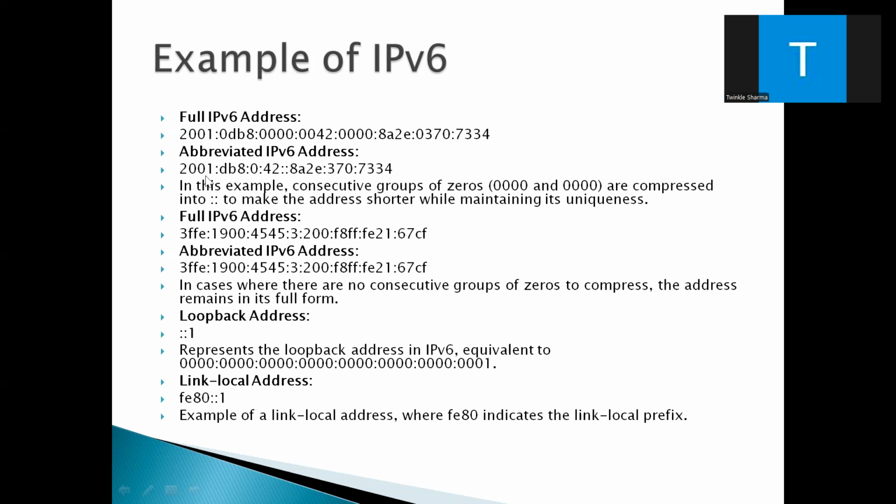Abbreviated address of IPv6, right? They have written the colon, but you can observe that we didn't write the double colon more than once. Only in a single IP address have we written one double colon. In this example, consecutive groups of zeros are compressed into a double colon to make the address shorter while maintaining its uniqueness. Full IPv6 address is this. Abbreviated address is this. In cases where there are two consecutive groups of zeros to compress, the address remains in its full form, right?